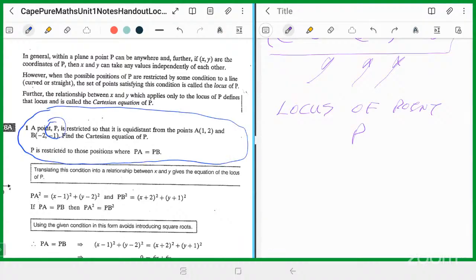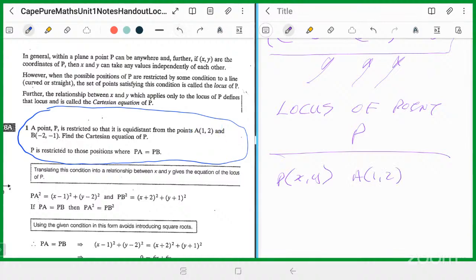It says a point P is restricted to be equidistant from this point and from this point. Right? So you call the point P(x, y). This point is A, which is (1, 2). And this point is B, which is (minus 2, minus 1). And all they have basically said is that the distance AP will always be equal to the distance BP, because P is the same distance from these 2 points. So the distance AP and the distance BP is the same.